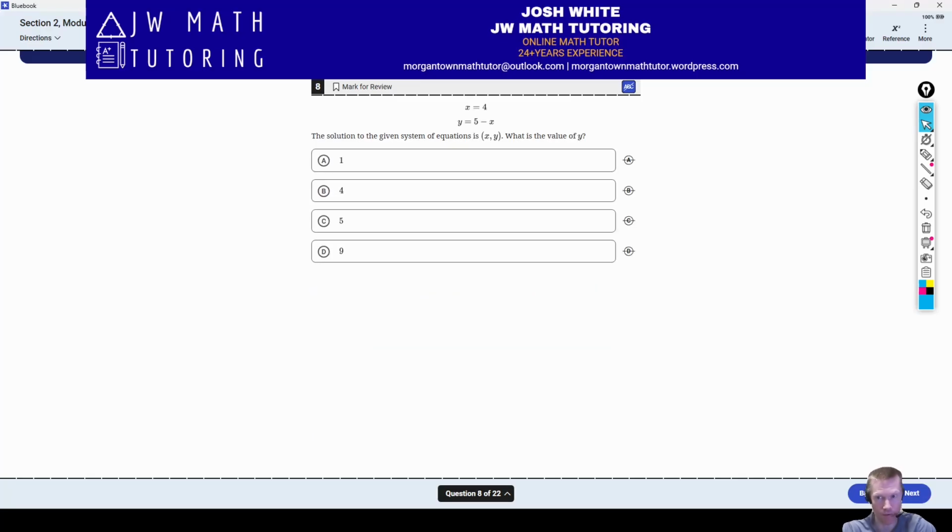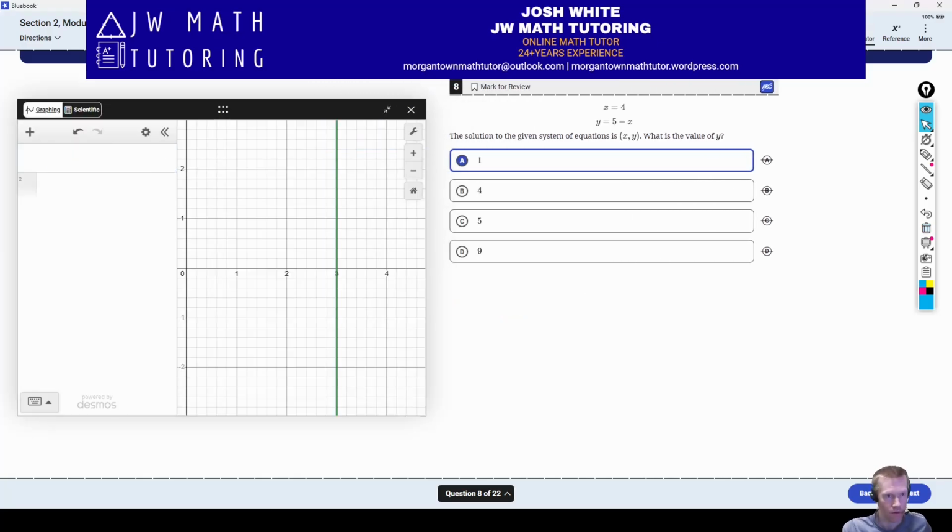Next up, question 8, you have a system of equations. But here they give the equations, not the graph. You want to know what is the y-coordinate of the solution. So since x is already solved for a number, all you really have to do here is just plug in the x value, and then when you do that, you get 5 minus 4, which is just 1. So the correct answer to this is going to be letter A.